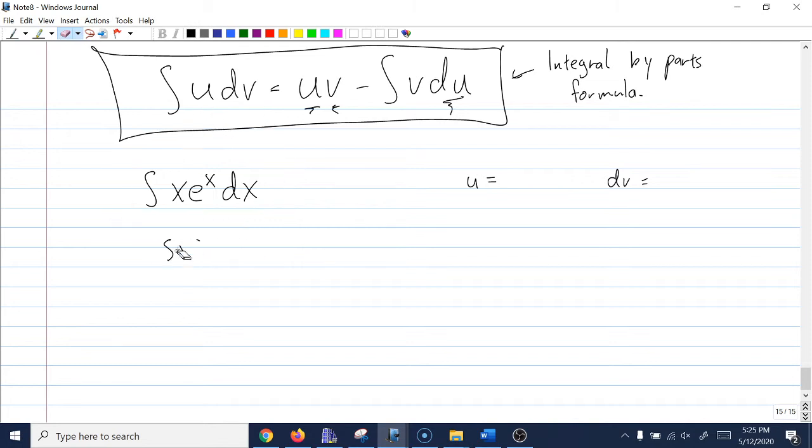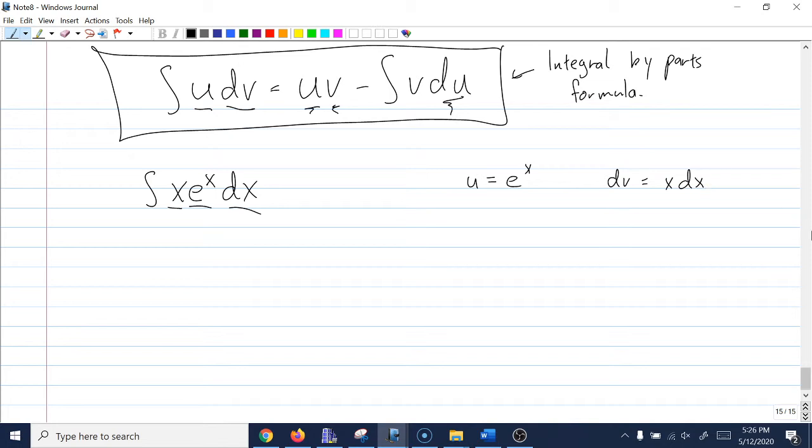Okay, I need to choose a u. What is my u? I'm going to make the choice of e to the x. If u is e to the x, then dv is everything else. The e to the x has been taken by being u, so dv must be everything else in the integral. dv must be x dx.